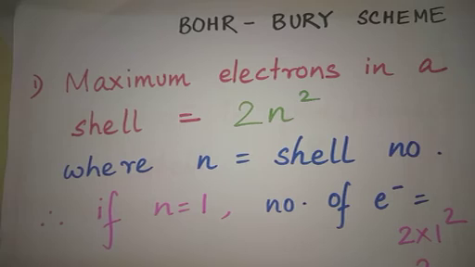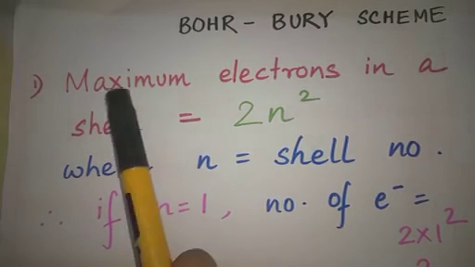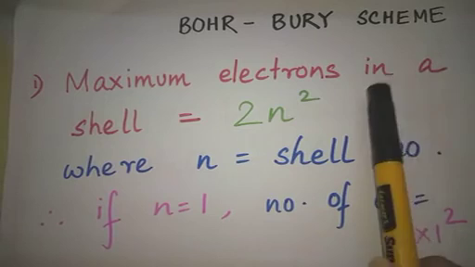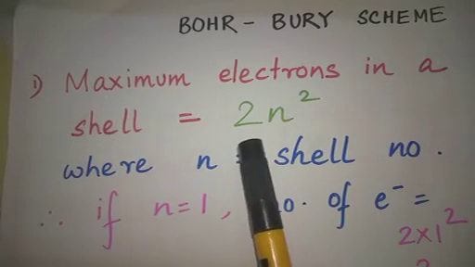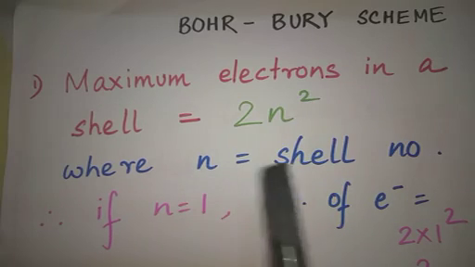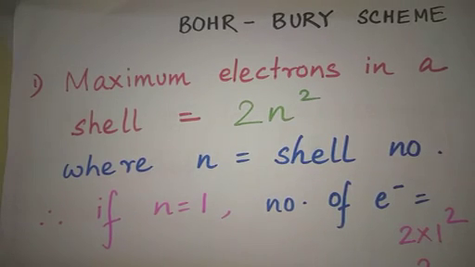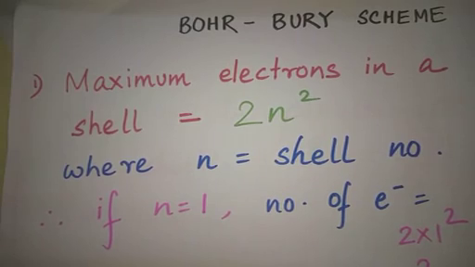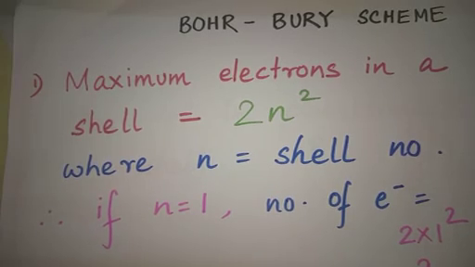The first rule is that the maximum number of electrons that can be present in a shell is equal to 2n square. Now this n is the shell number, that is, the number of the shell that I'm taking. If it's the first shell, n will be 1. If it's the second shell, n will be 2. Fourth shell, n will be 4. Fifth shell, n will be 5, and so on.